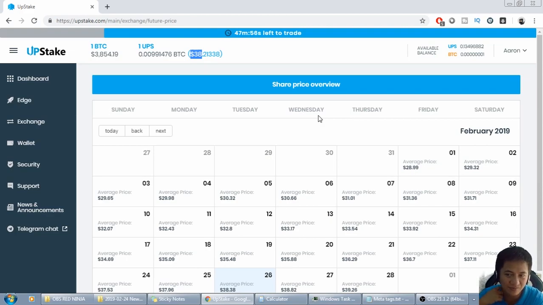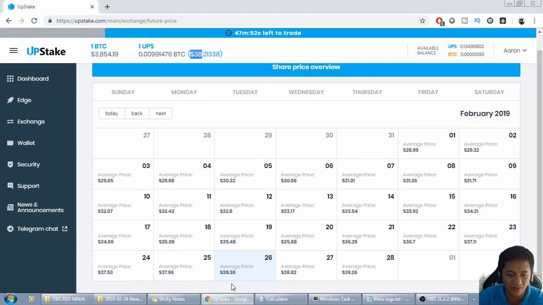So right now, it's the 26th, as you can see, $38 is the current value. I joined in on UpStake around the first week, around 8th or 9th of February, when it was still around $31. So right now it's on 38 after 3 weeks.